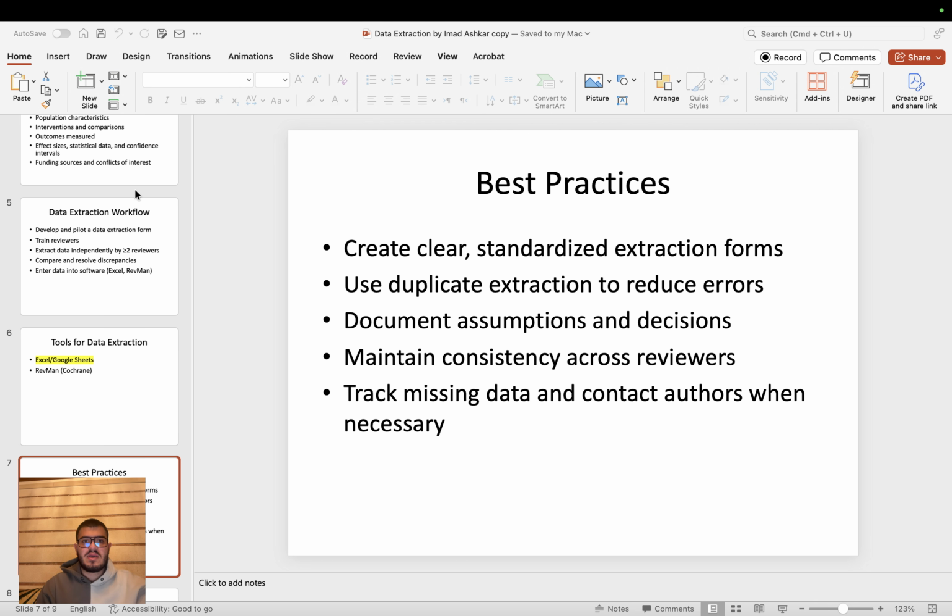Now the best practices for data extraction, first of all, are clear, standardized extraction forms, use duplicate extraction to reduce errors, document assumptions and decisions, maintain consistency across reviewers, and finally track missing data and contact authors when necessary. So when we're extracting from a paper, if there is anything we are unsure of, we directly leave a question mark. We never assume and put an answer because this assumption might ruin the entire statistics of the paper.